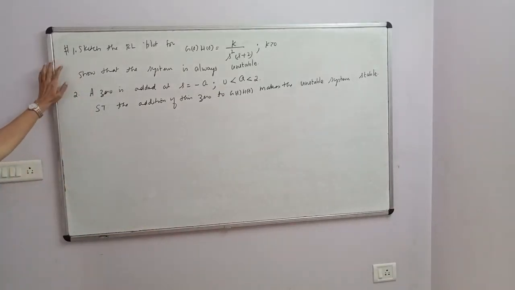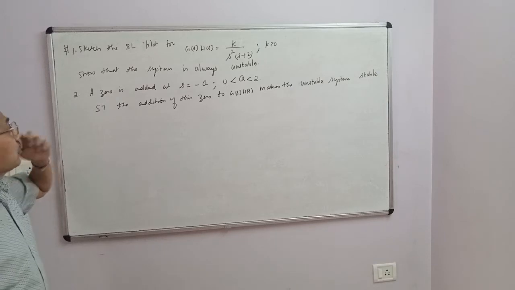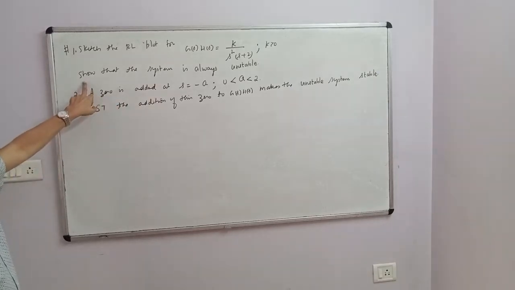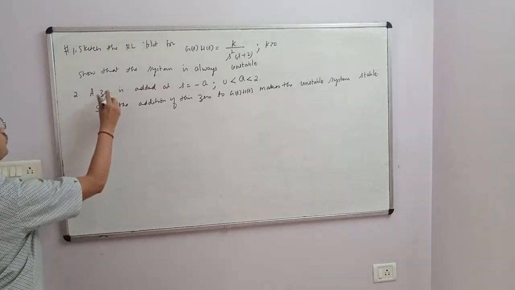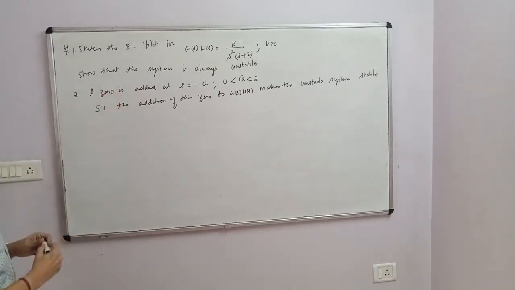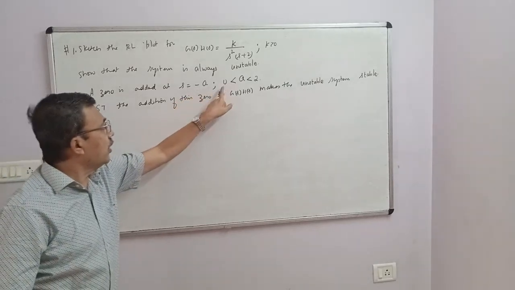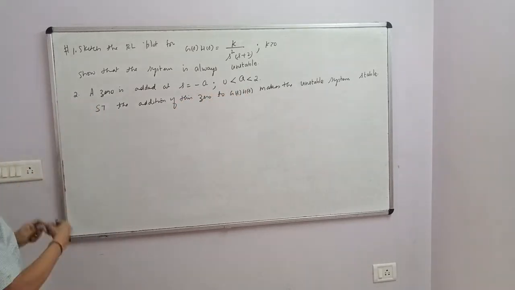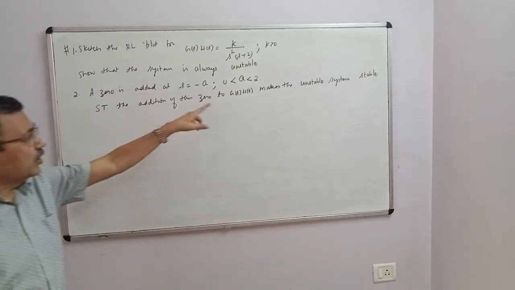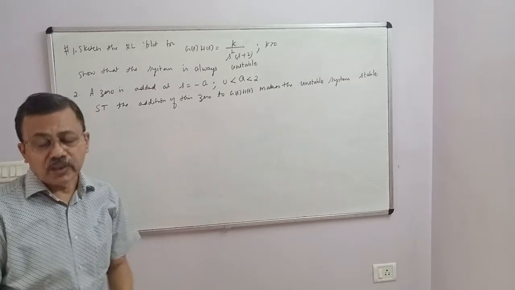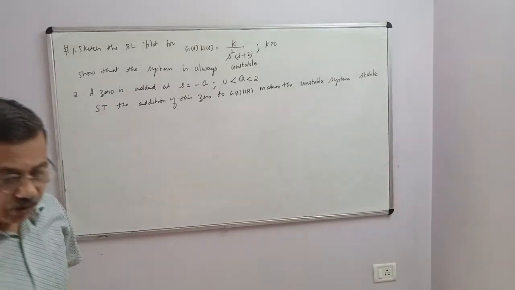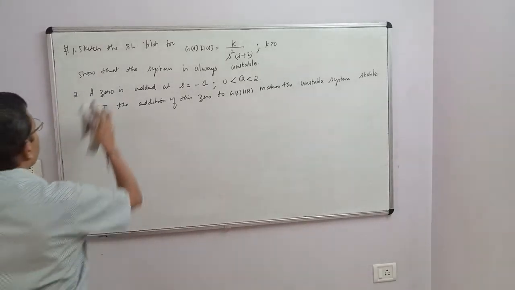Let me read the problem. Sketch the root locus plot for g of s, h of s is equal to k divided by s square into s plus 2, k greater than 0. Show that the system is always unstable. A 0 is added at s equal to minus a, which lies between 0 and 2. Show that the addition of this 0 to g of s, h of s makes the unstable system stable. So once the problem is understood, we can do the solution.